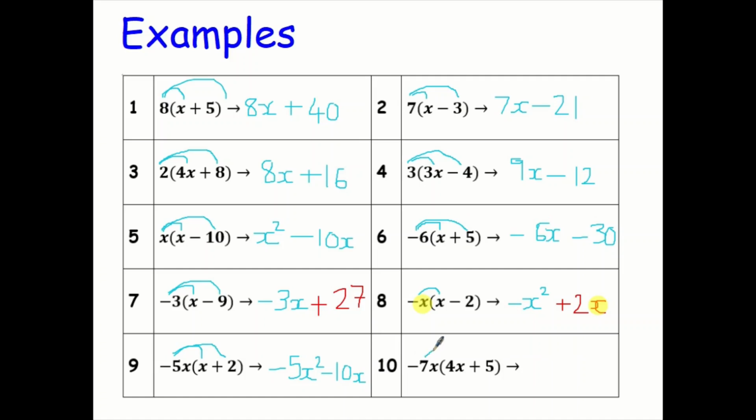This one, minus 7x multiplied by 4x is minus 28x squared. And then minus 7x multiplied by positive 5 is minus 35x. And again, don't forget that x on the end because there is an x in front of the bracket there.